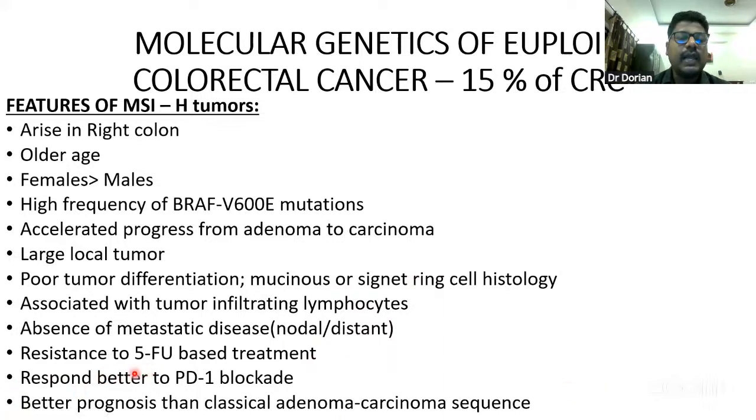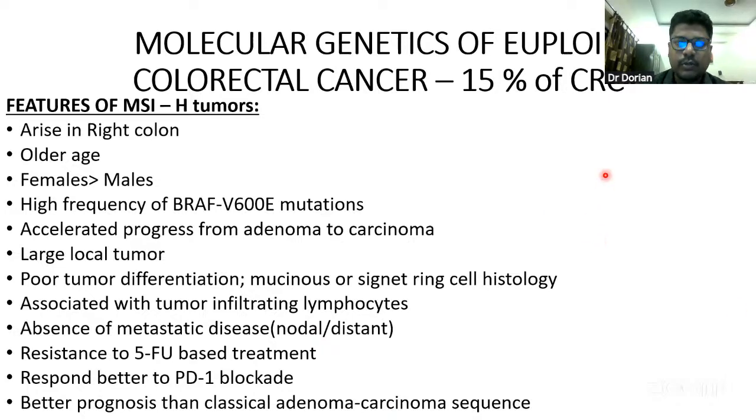And the classical agent given for chemotherapy for carcinoma colon is 5-fluorouracil, but this euploid colorectal cancer will be resistant to 5-fluorouracil, but they will respond better to PD1, that is programmed cell death 1 blockade. Okay, so all these are given in Sabiston and Schwartz. They may be asked as MCQ.